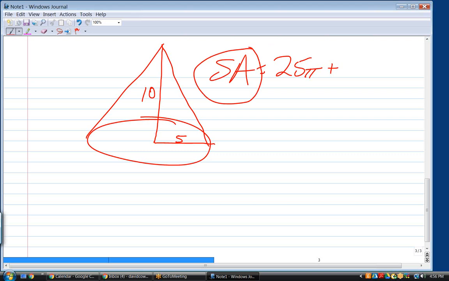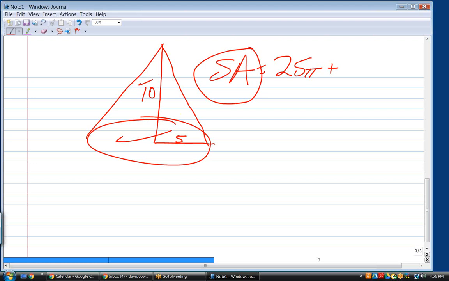Surface area is much harder than volume. I forgot about that. Volume is the area of the base times the height divided by 3, right? So volume would be 25 pi times 10 divided by 3. Surface area is much harder. For surface area, you need to figure out the area of the base, which is 25 pi. But then you need to figure out the lateral surface area of that part right there.